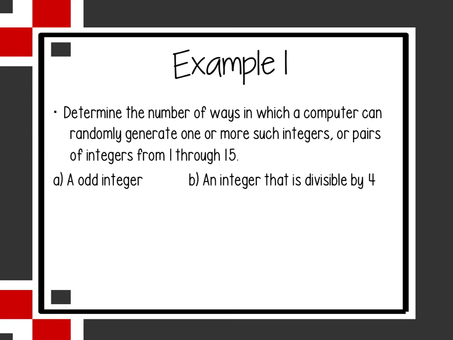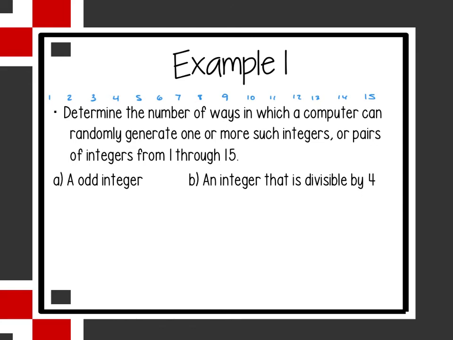So this example says determine the number of ways in which a computer can randomly generate one or more such integers or pairs of integers from 1 through 15. A lot of times when we're first getting started, we want to see the sample set. So you can feel free. Oh, I just skipped 7. That would be good. 7, 8, 9, 10, 11, 12, 13, 14, 15.